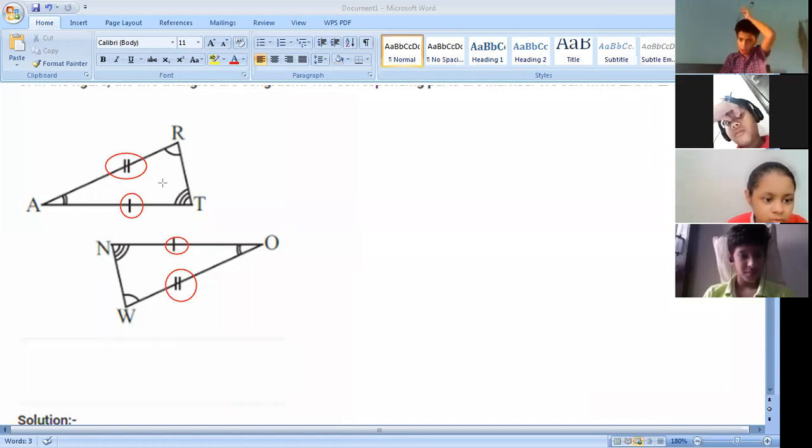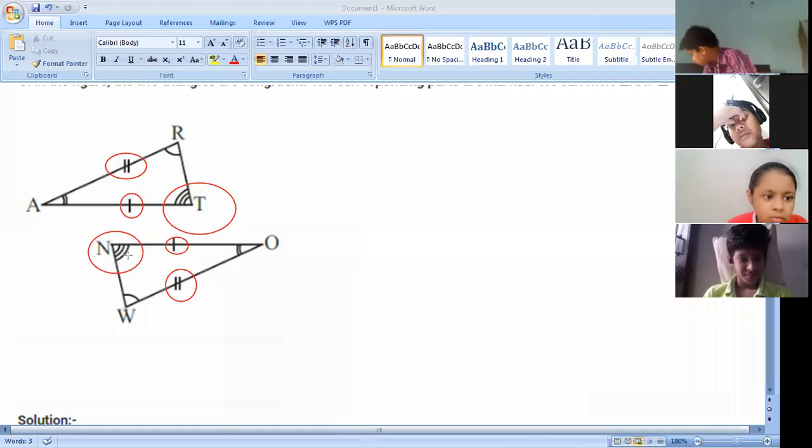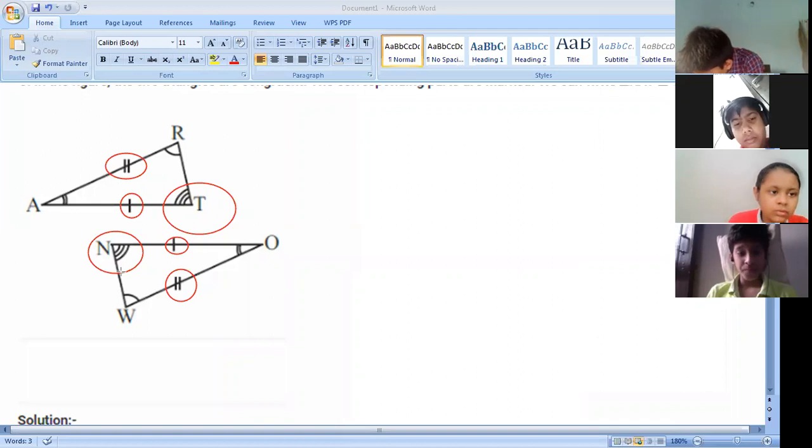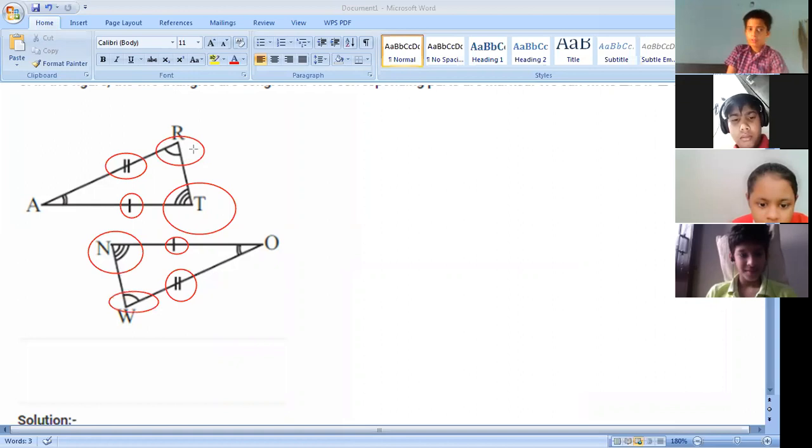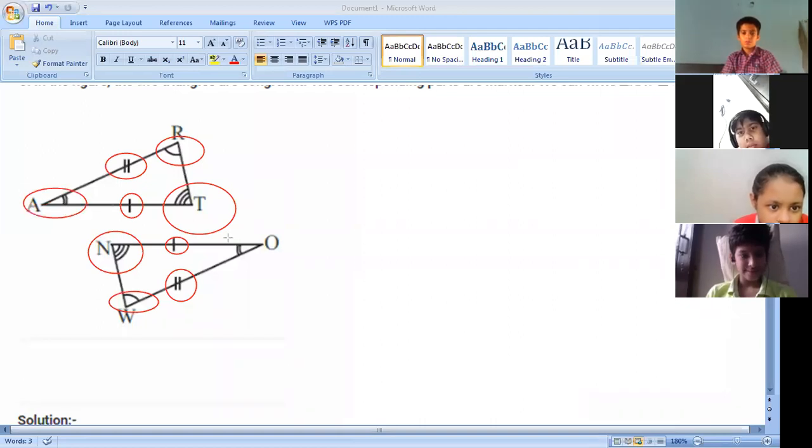WNO. Okay. So see, this side resembles with 3 lines, and here also these 3 signs are there. So that means angle T will be equal to angle N. You have to identify with the help of symbols. See the mark over here, angle R. Ma'am, angle R and angle W is also equal. Very good, Anupriya. Angle R will be equal to angle W. And any other? Ma'am, angle A is equal to angle O. Very good.